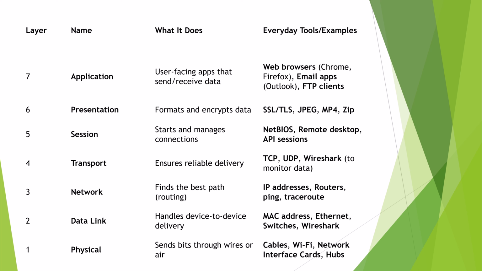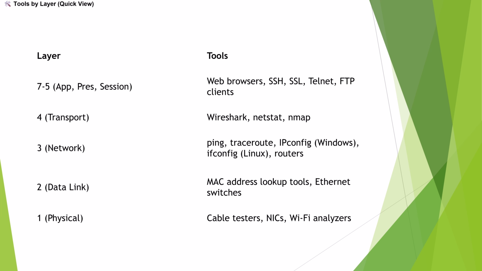So, the seventh to fifth layers, which are the application, presentation, and session layers, the tools used are web browsers, SSH, SSL, Telnet, and FTP clients. The fourth layer is the transport layer, with Wireshark, Netstat, and Nmap. These are the tools which are used.